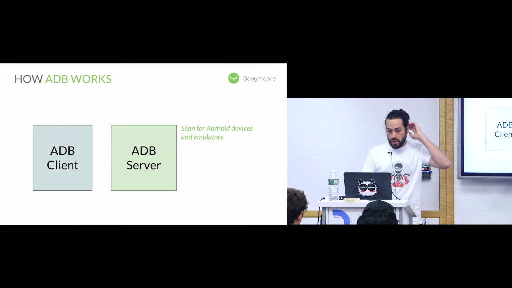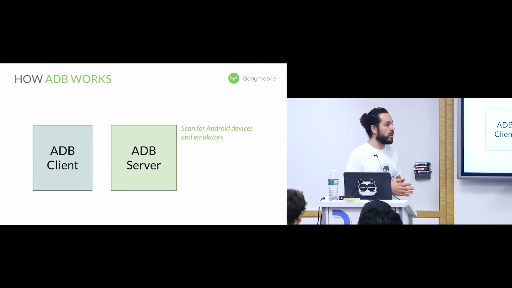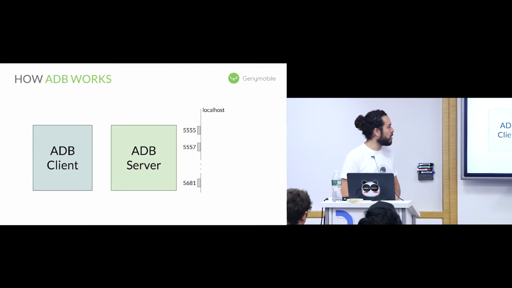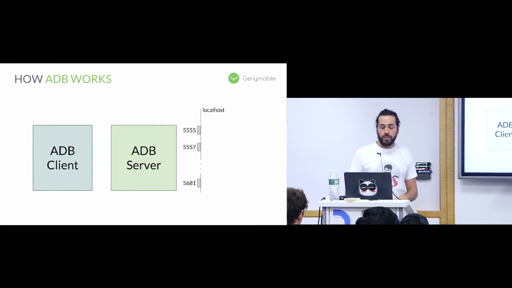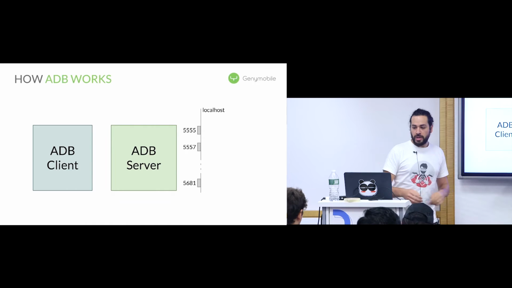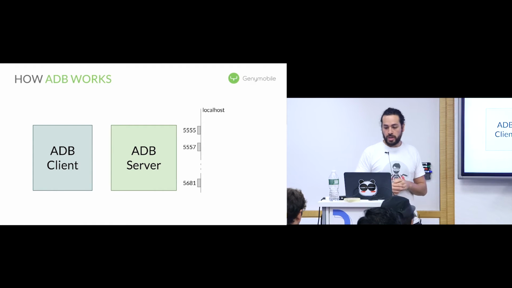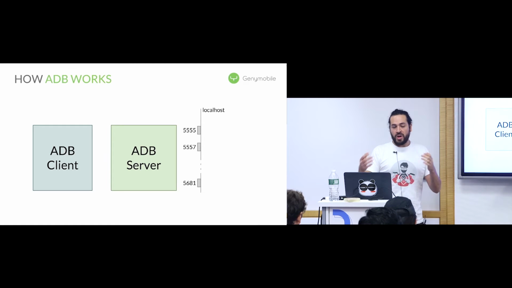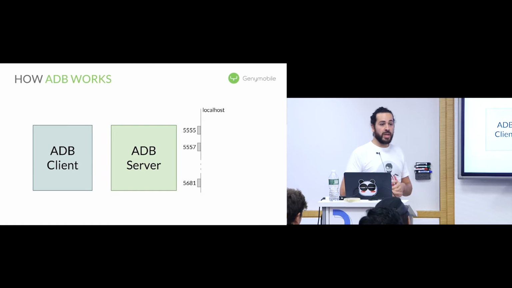the ADB server will also scan for Android devices and emulators, physical devices and emulators. So for the emulators, it will scan on localhost on the ports from 5555 to 5681. Never mind. So you have a range of ports, and it will check odd numbered ports. It's because when you have an emulator, you have port 5555, for example, that is open for ADB, and the one just before, 5554, is for another.